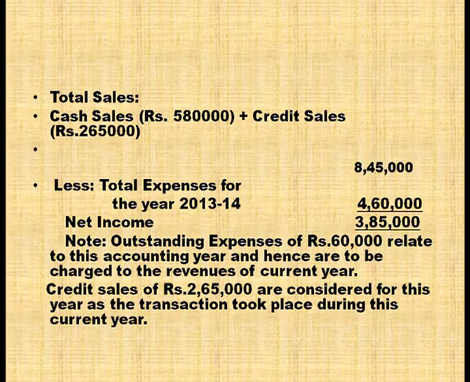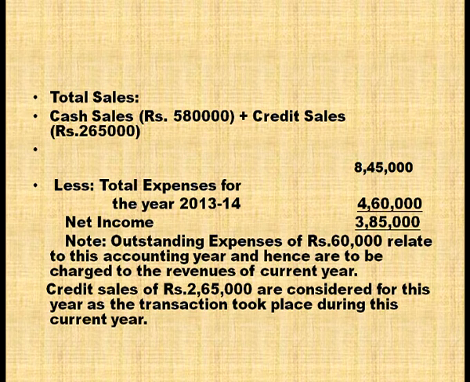Here, total sales includes cash sales and credit sales. 5,80,000 plus 2,65,000, that is 8,45,000. Expenses include the outstanding expenses also, so it came to 4,60,000. Revenue minus expense will give you net income, that is 3,85,000.